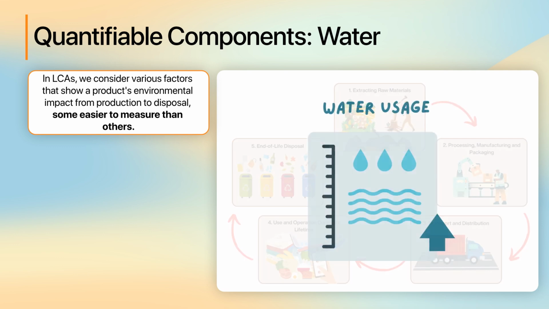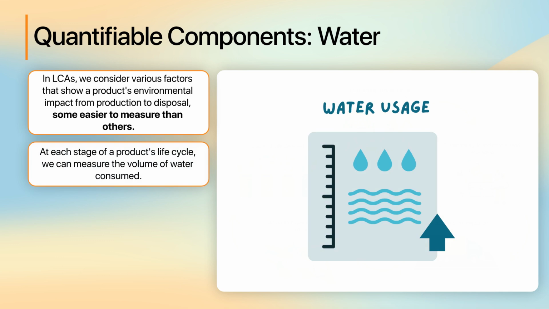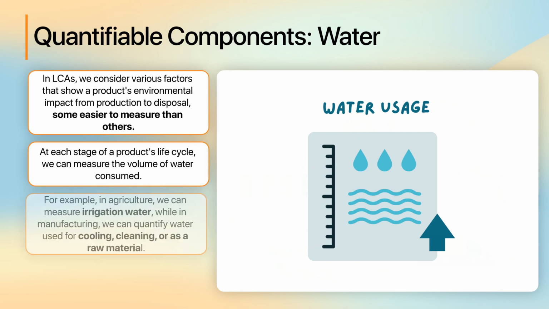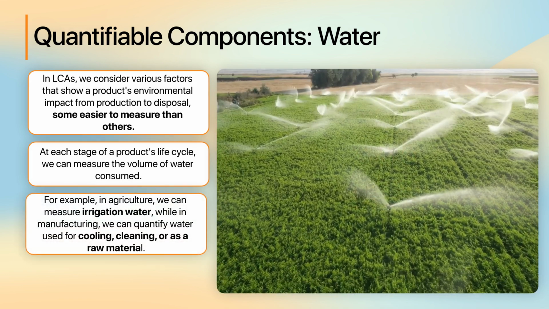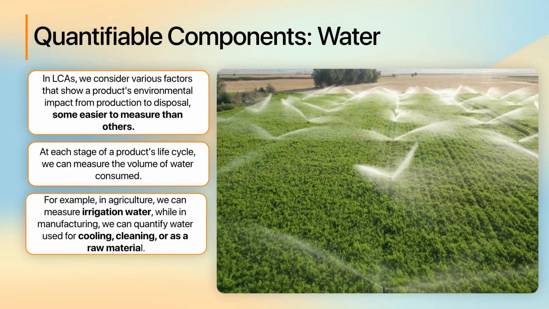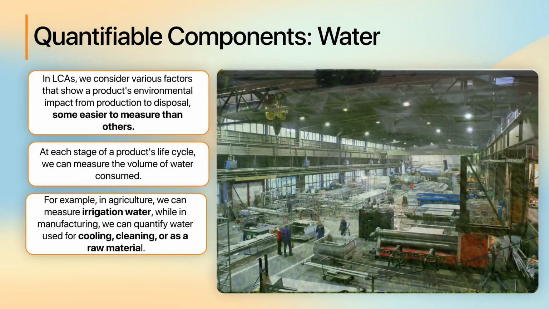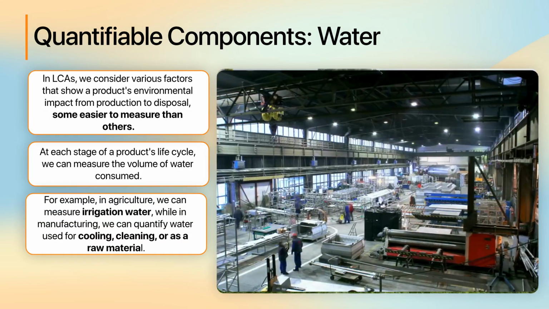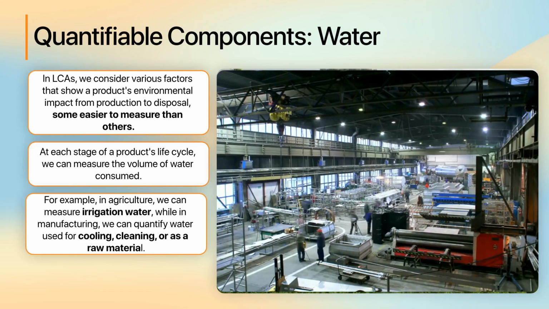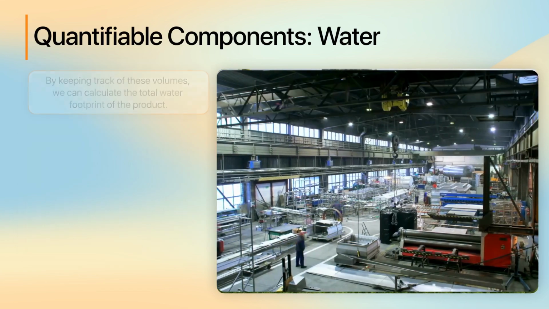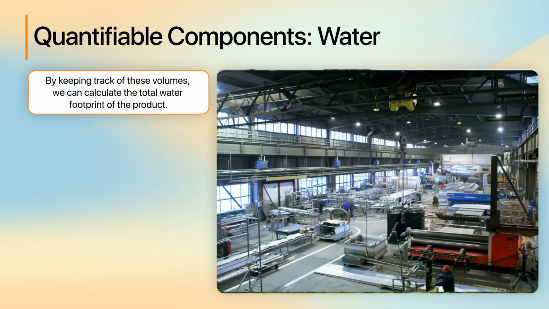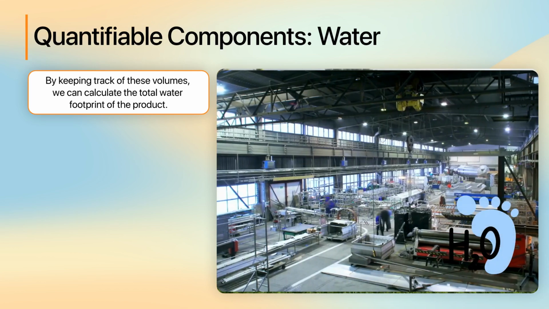Firstly, water usage. At each stage of a product's life cycle, we can measure the volume of water consumed. For example, in agriculture, we can quantify the water used for irrigation. Similarly, in manufacturing, we can measure the water used for cooling, cleaning, or as a raw material itself. By keeping track of these volumes, we can calculate the total water footprint of the product.